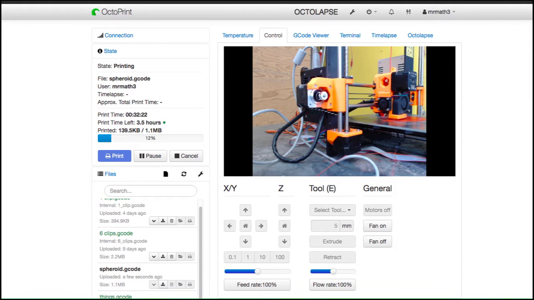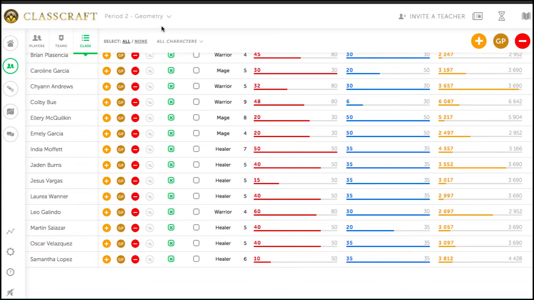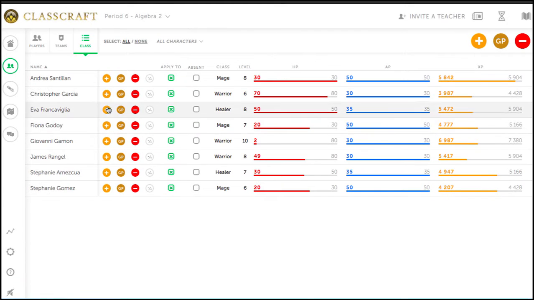There's my 3D printer. There's Algebra 2. And there is Gio.